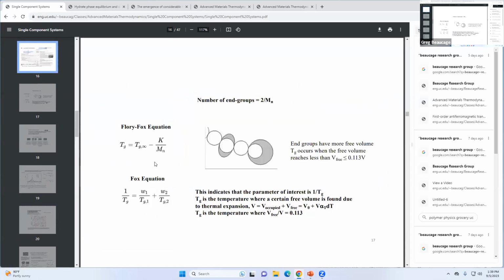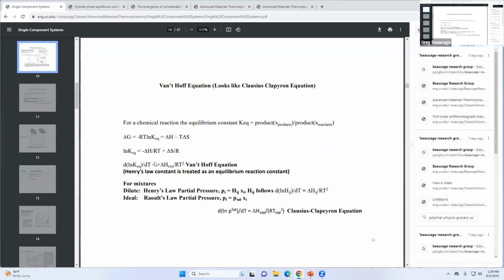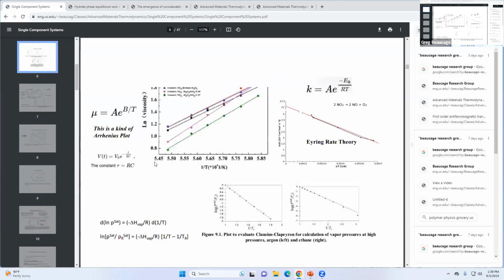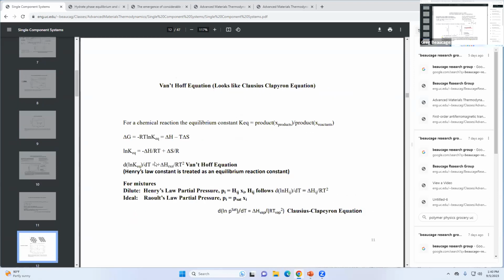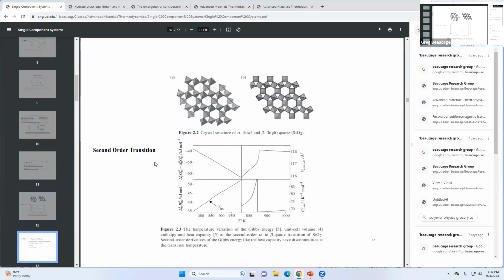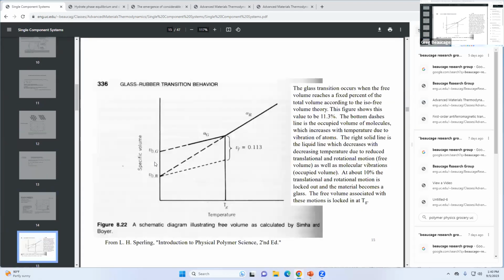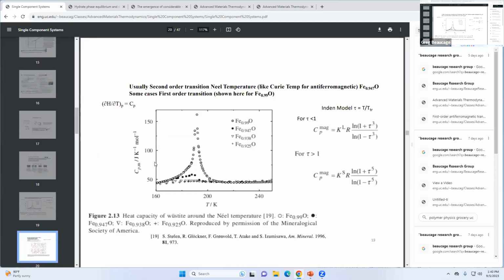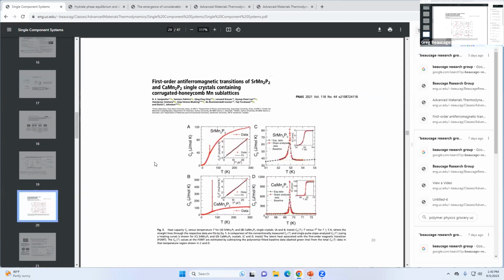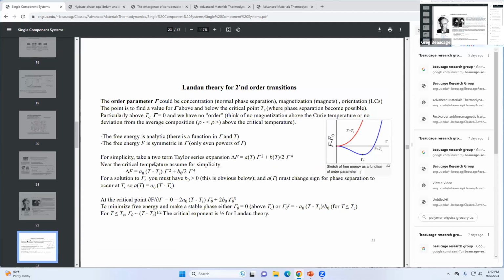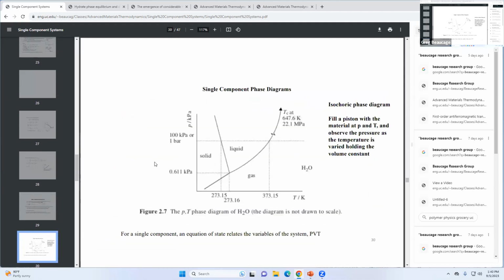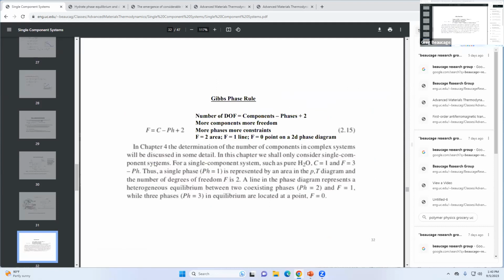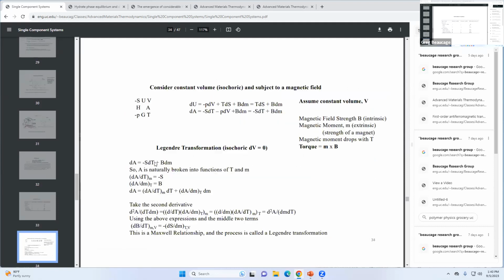So let me get back to this. I didn't find it. Let me do that. Not this, sorry. First order transitions. Not this, right after this. Phase diagrams. Degree of freedom, I didn't mention.